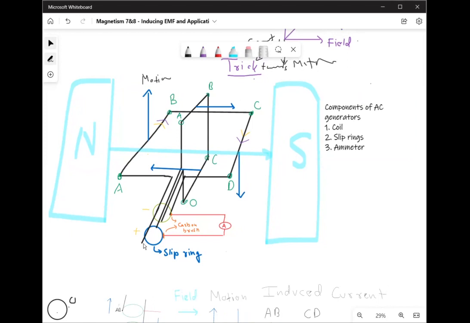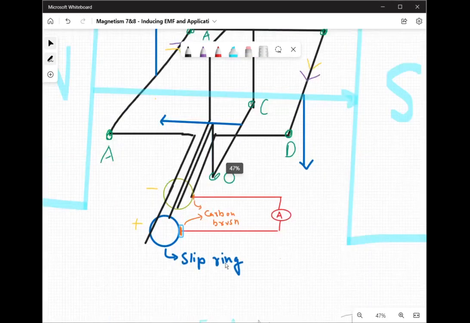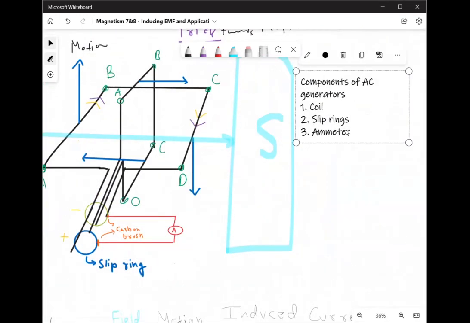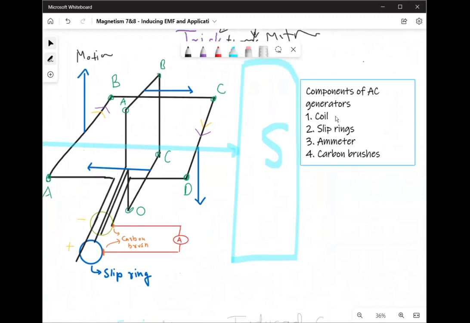Now, where are the components? This ring right here is the slip ring. How many rings do you have? You have 2 rings here. Now there's another thing I forgot to mention. That's the carbon brushes. First, write down carbon brushes. The use of the carbon brushes is to connect the circuit to the coil.